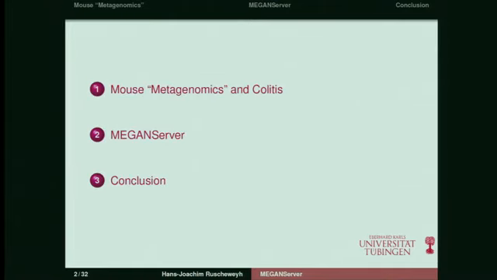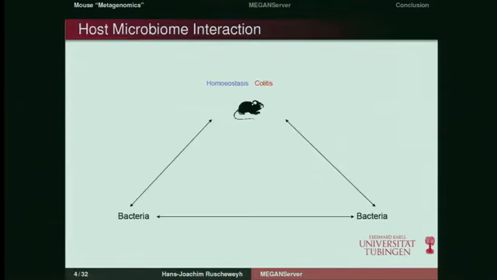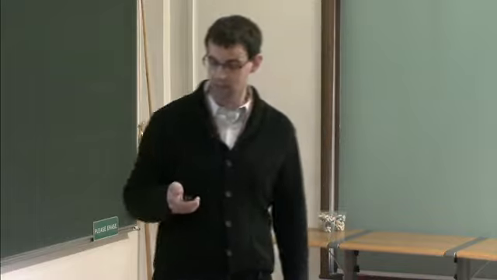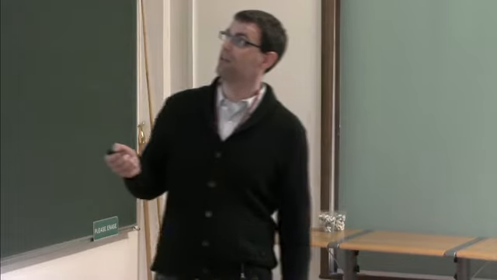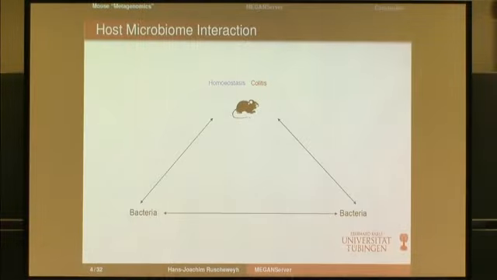But first of all, I also work on mouse metagenomics, and metagenomics is in quotation marks because it's 16S up to now. Mouse metagenomics and colitis. It is together with Daniel, Julia Frick and Isabel Flade from Tübingen University Clinic. Colitis is a disease in the gut where you have problems with digestion and diarrhea and inflammation in the bowel.